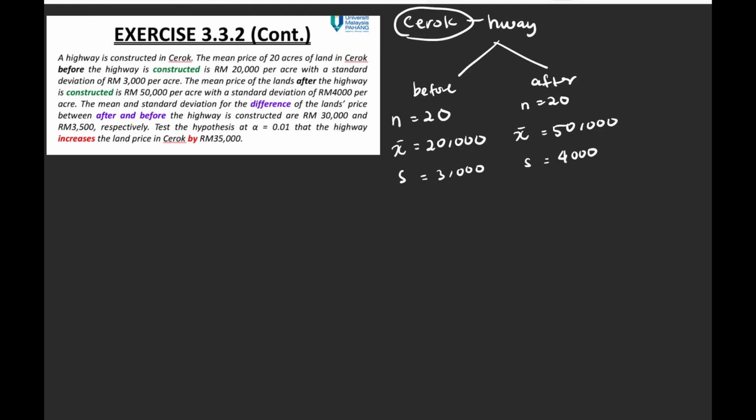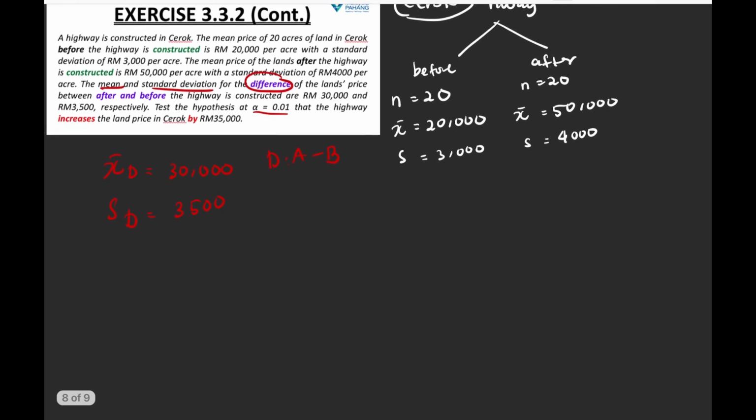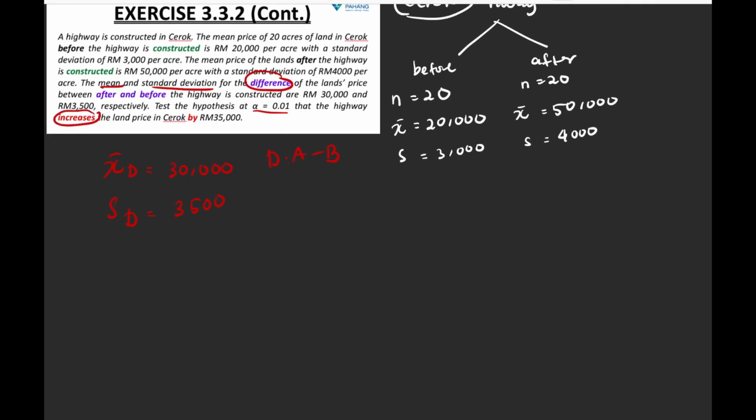Okay, and then the next sentence, the mean and standard deviation for the difference means the X bar D and the SD. X bar D is equal to 30,000 and the SD is equal to 3,500. So now you don't have to calculate the X bar D and the SD. X bar D and the SD are already given, where your D is equal to after minus before.